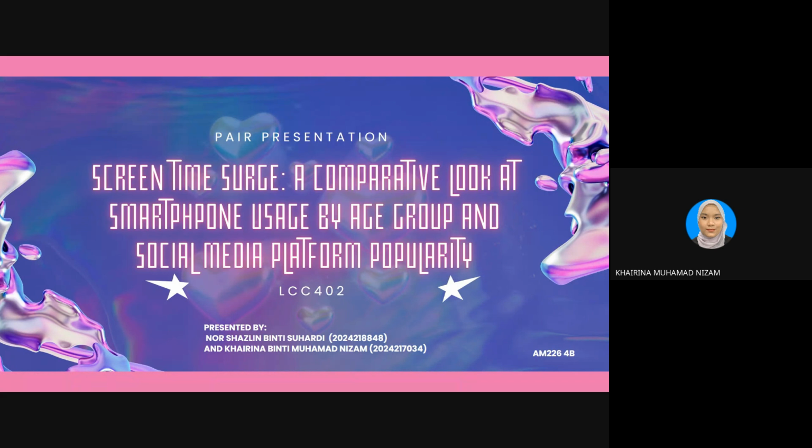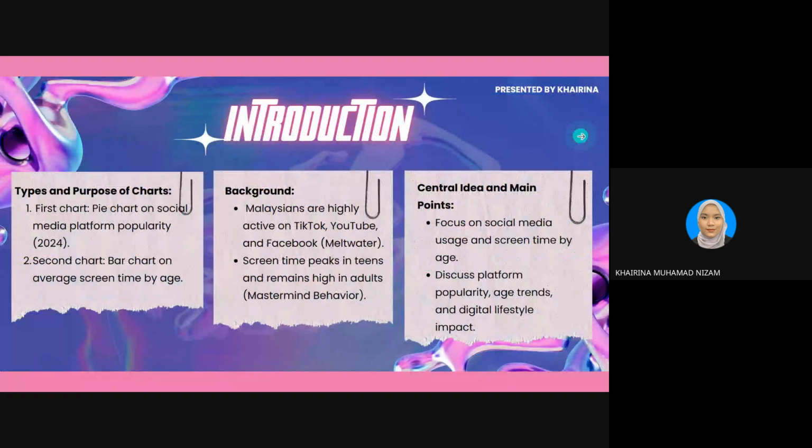For this morning, we would like to present the data that we chose, which has the title Screen Time Search, with the special focus on a comparative look at smartphone usage by age group and social media platform popularity. Without further delay, we move to the introductions.